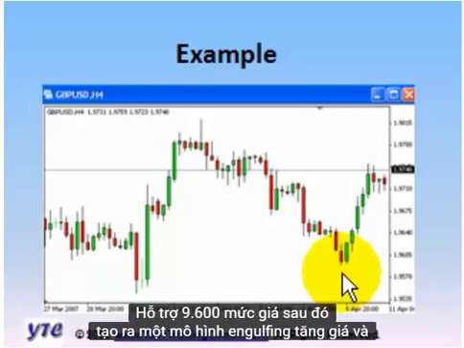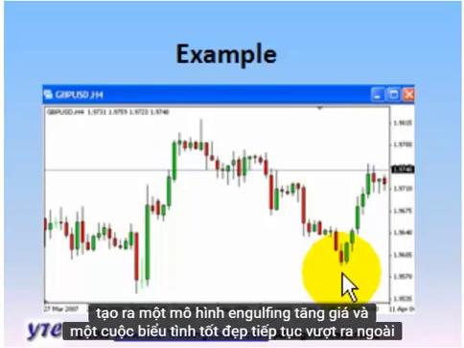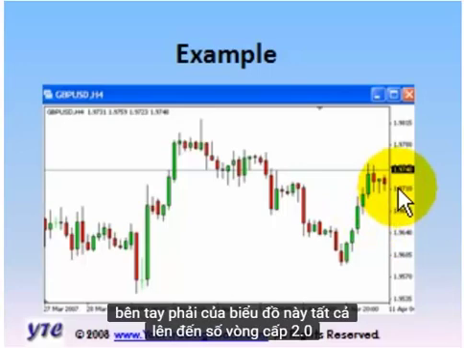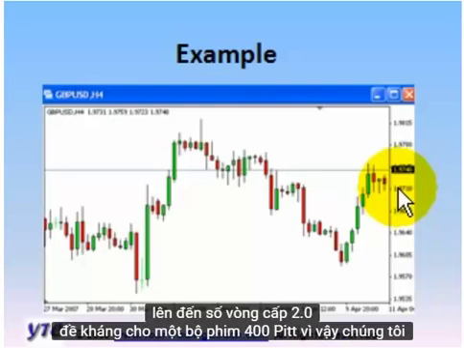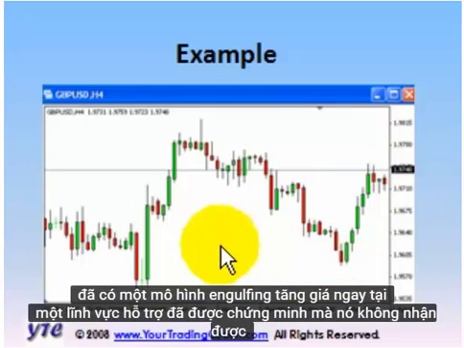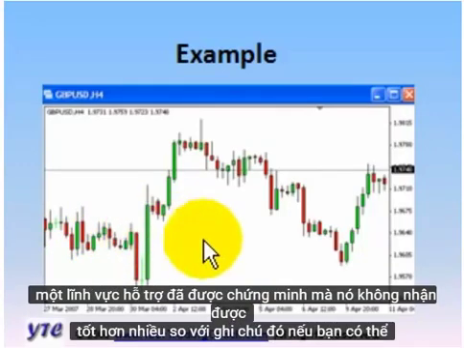The price then creates a bullish engulfing pattern and a nice rally which continues beyond the right hand side of this chart all the way up to the 2.0s level, round number resistance, for a 400 pip move. So we had a bullish engulfing pattern right at an area of proven support. It doesn't get much better than that.